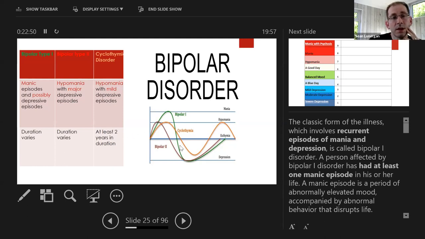And typically for this diagnosis, a person will have to have experienced more of these mild to moderate hypomanic and depressive episodes for at least 2 years for that diagnosis to be made.